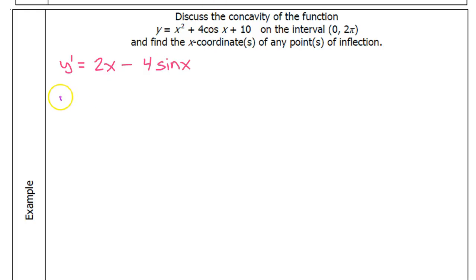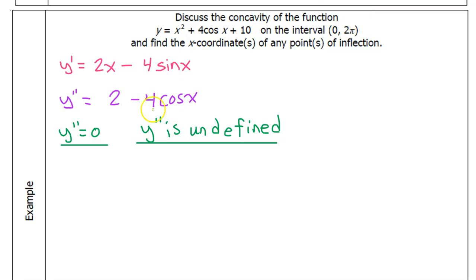Next, we find y double prime by taking the derivative of y prime. The derivative of 2x is 2. Bring down the constant. The derivative of sine x is cosine x. So that's y double prime.